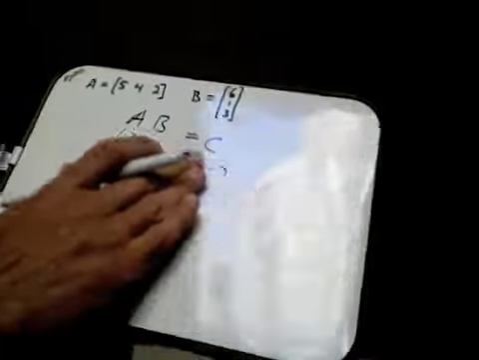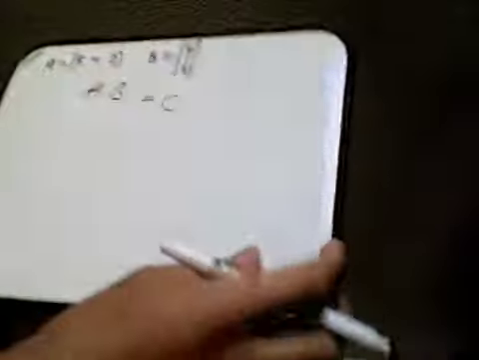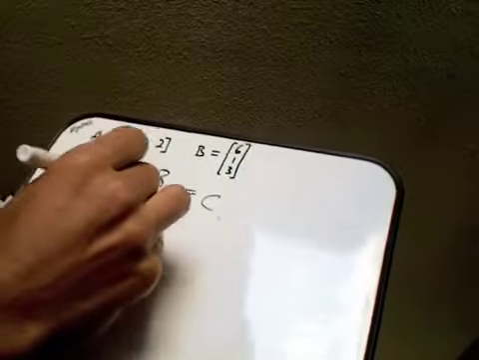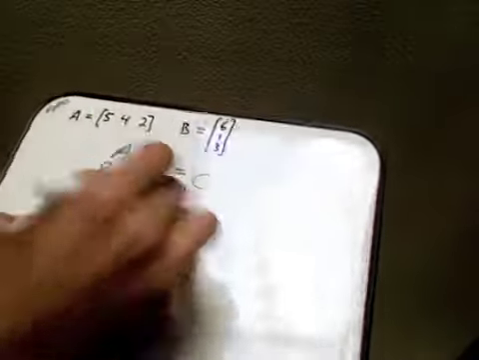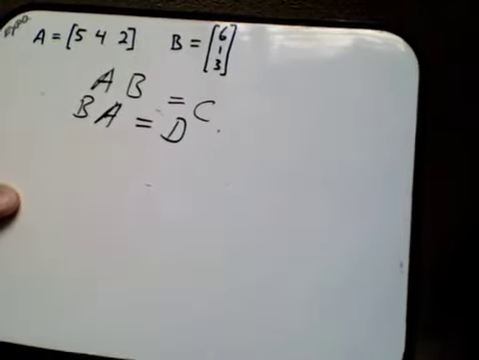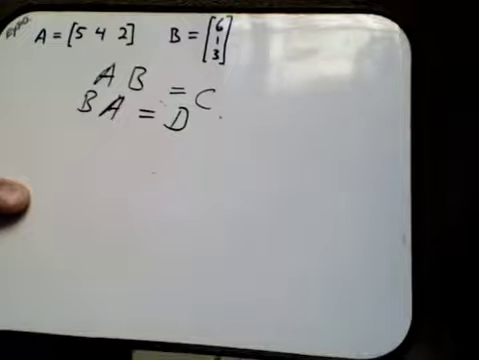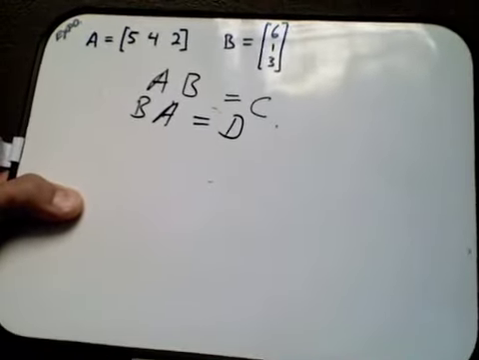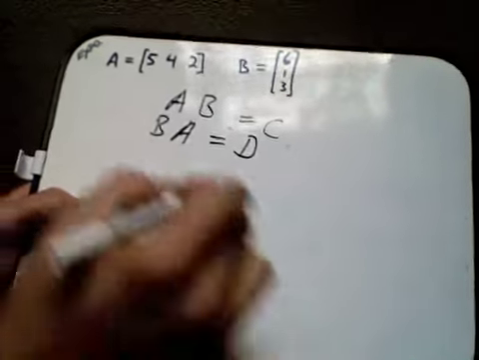Now, what happens if we multiply them in the other order? B times A, we'll call that D. With normal numbers, A times B and B times A, you definitely get the same thing. Do you think we're going to get the same thing here? Well, I bet you can tell by my tone of voice that the answer is no.